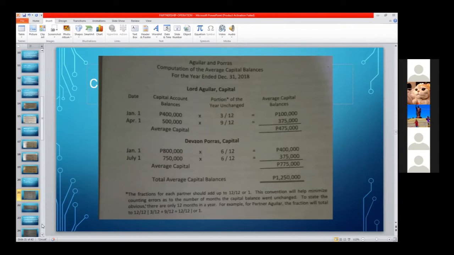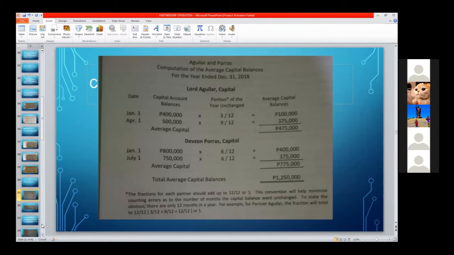So yung 400,000 nakuha yan dun sa ratio of original investment kanina na 400,000. And then yung for April naman, yung 500, yan yung capital balance niya at the end of the year. So bakit yung date niya is January and April 1? Sa January, yan yung beginning of the year, which is 400,000.